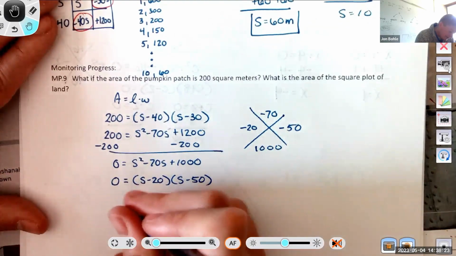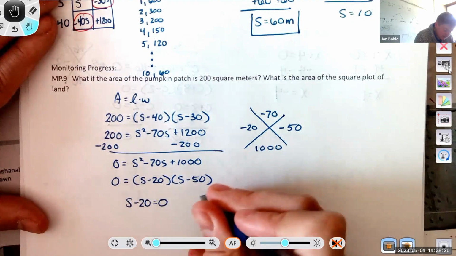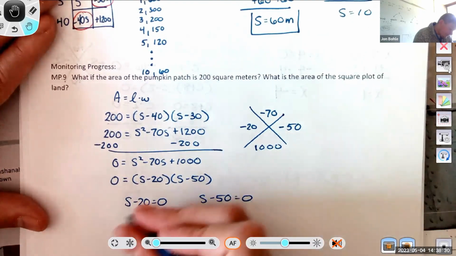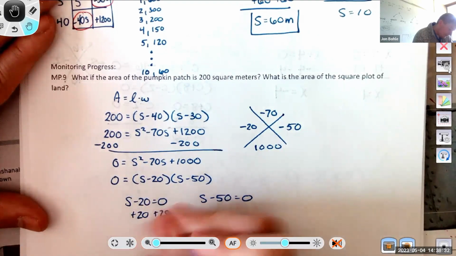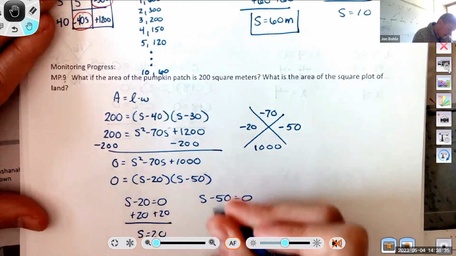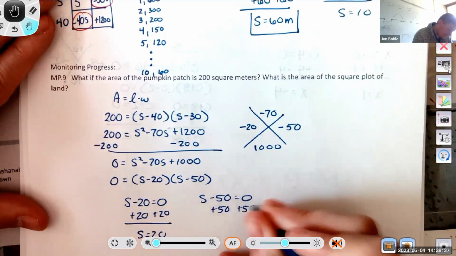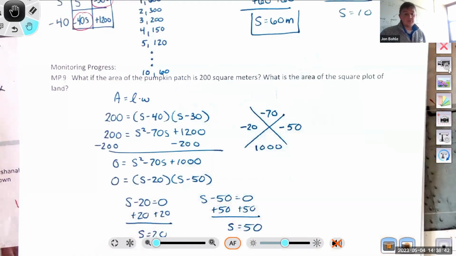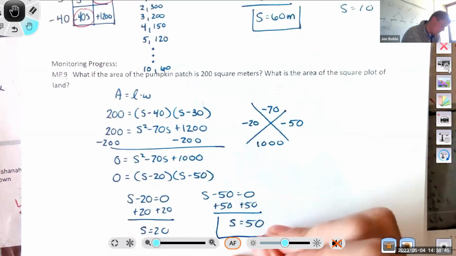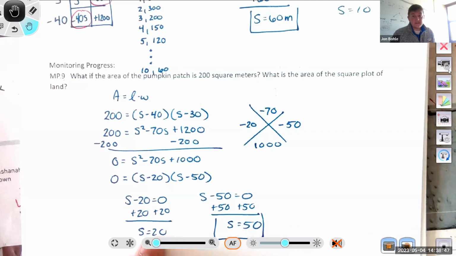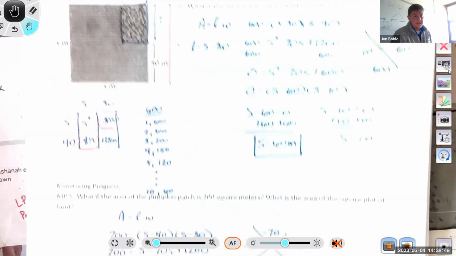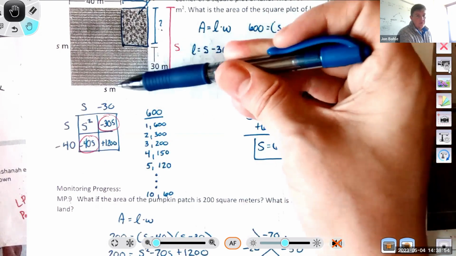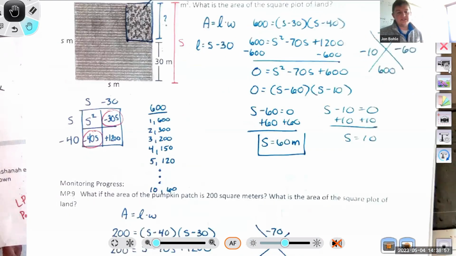which means S minus 20 equals 0 and S minus 50 equals 0. Solve each of those by adding 20, S is 20, and adding 50, S is equal to 50. Now, again, we have to figure out which one's our answer. It's got to be 50, because saying that the side length of the whole patch is 20 doesn't make sense when we already know one part of it is 30. This whole distance can't be less than that part distance. It just doesn't compute.